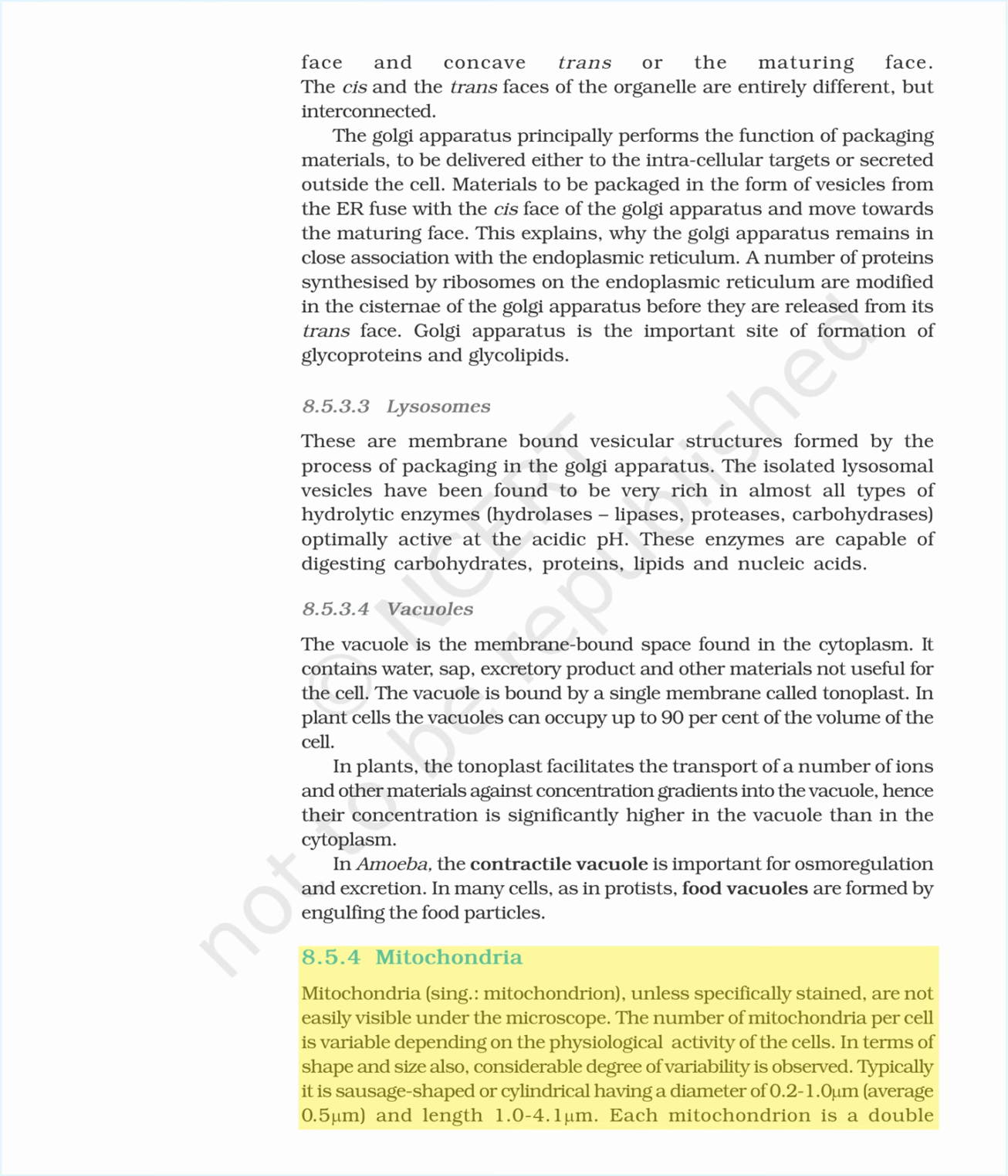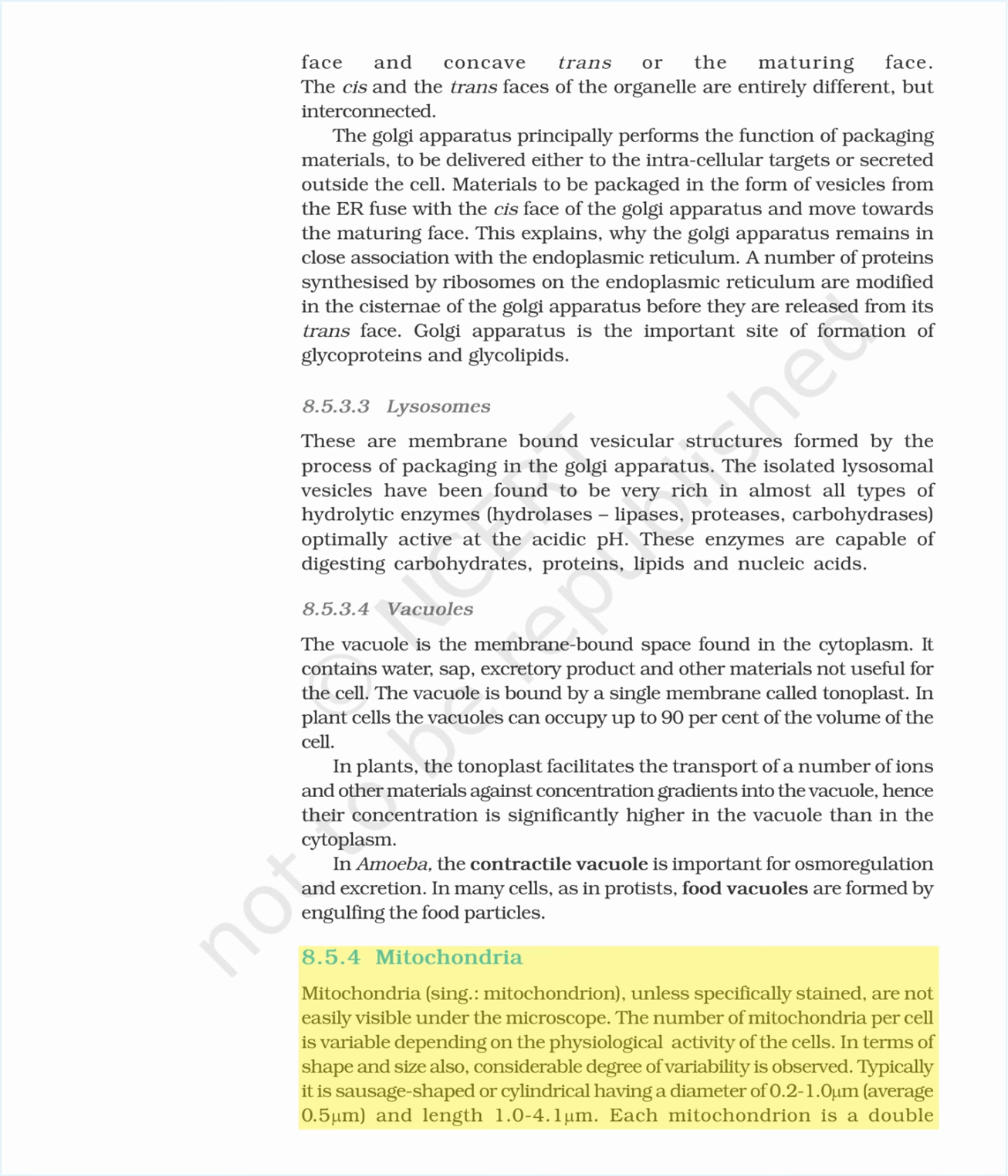8.5.4 Mitochondria. Mitochondria, sing. mitochondrion, when not specifically stained, are not easily visible under the microscope. The number of mitochondria per cell is variable depending on the physiological activity of the cells. In terms of shape and size also, considerable degree of variability is observed. Typically it is sausage-shaped or cylindrical, having a diameter of 0.2-1.0 µm, average 0.5 µm, and length 1.0-4 µm.